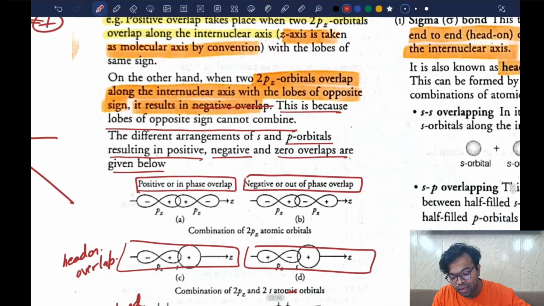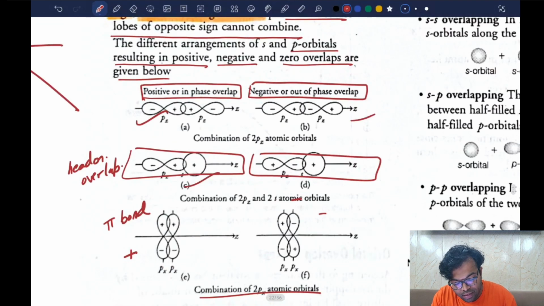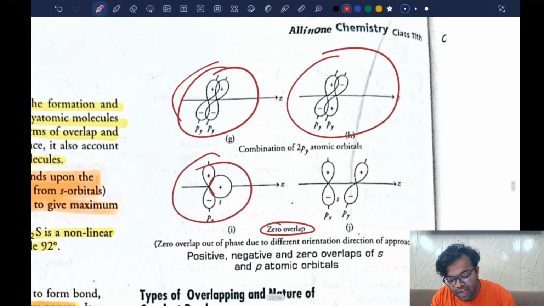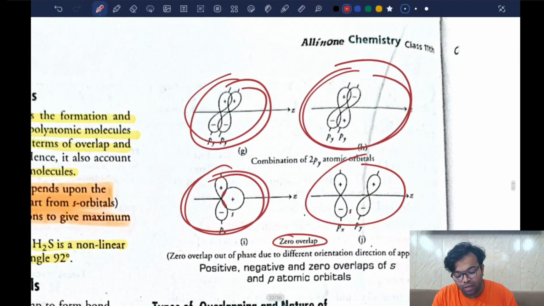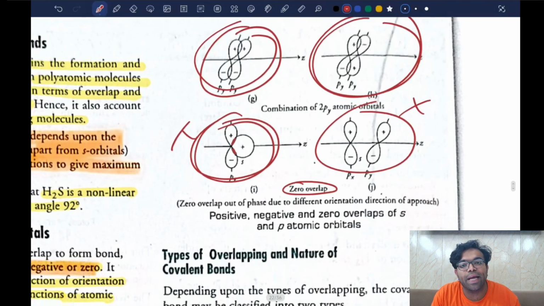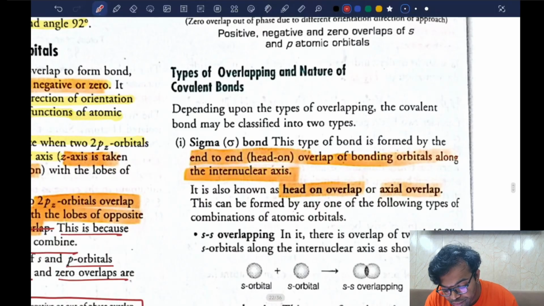So basically, these are the different types of sigma bonds that you can have. This is sigma, this is also sigma, this is sigma, this is also sigma. These two are not, because there is no overlap actually happening here. All of these are examples of the pi overlap. Let's go through them in more detail.